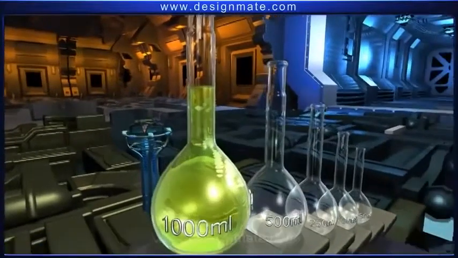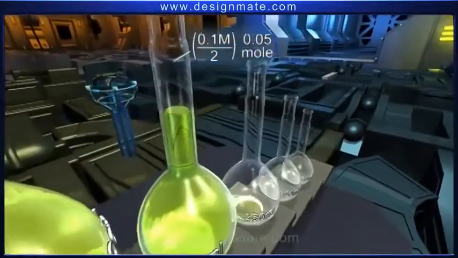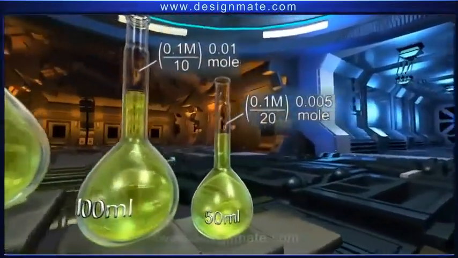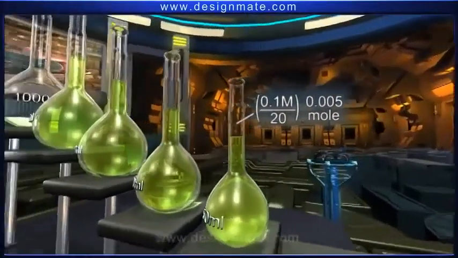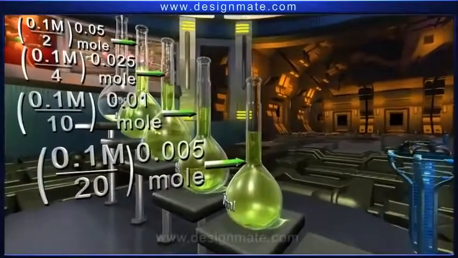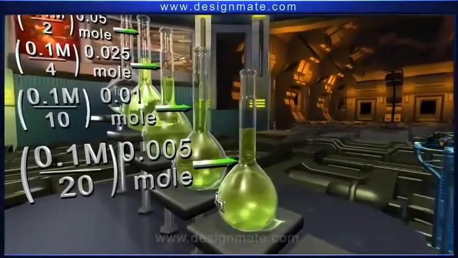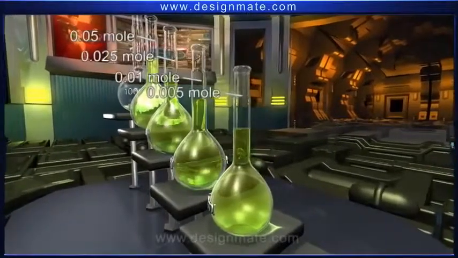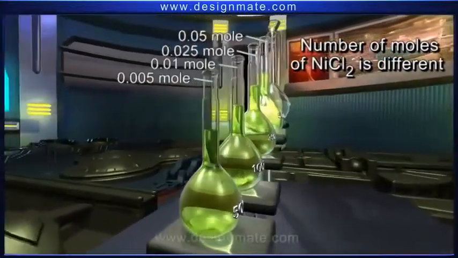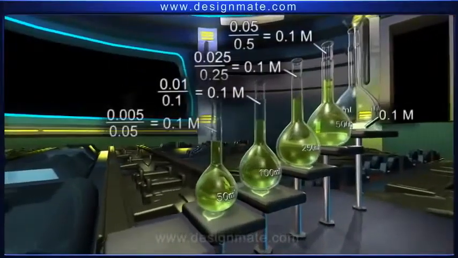Now, let's transfer this solution to 4 other standard flasks with different capacities. This means we are transferring 0.05 moles, 0.025, 0.01, and 0.005 moles of NiCl2 to the respective flasks. Although the number of moles of NiCl2 solute present in each of these solutions is different, as the volume of each flask is different, the concentration of all these solutions remains the same, that is, 0.1 molar.